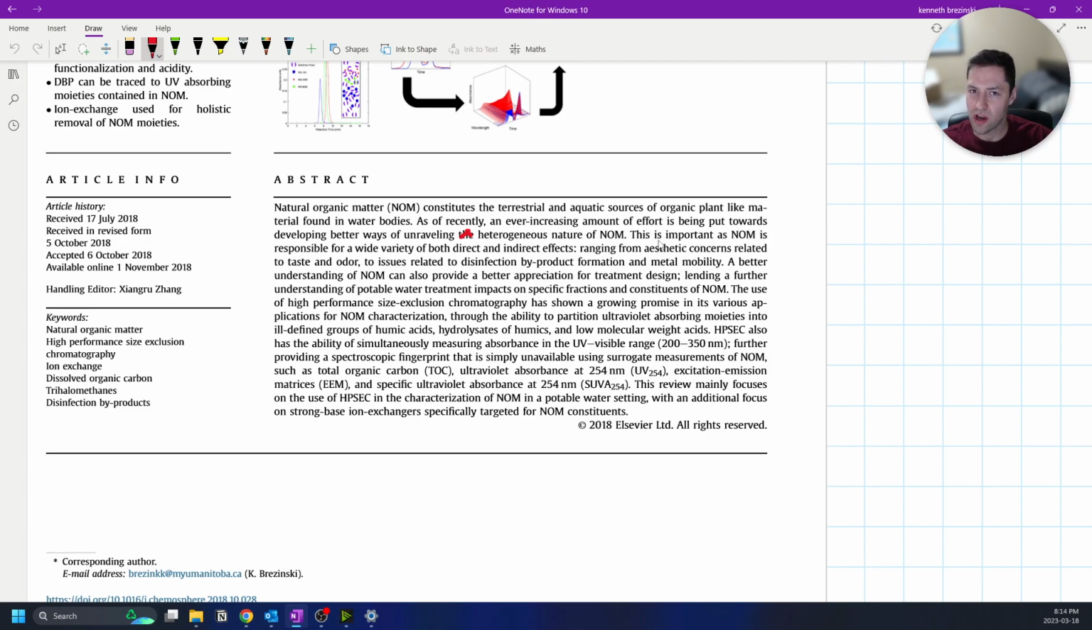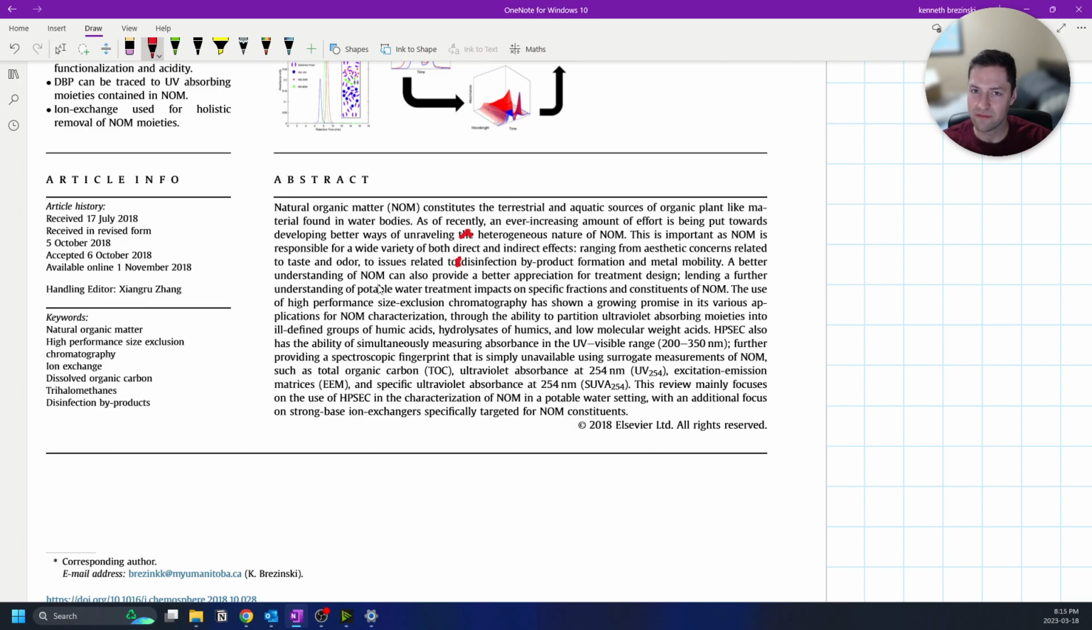And this is important as NOM is responsible for a wide variety of both direct and indirect effects on potable water, ranging from aesthetic concerns related to taste and odor, to issues related to disinfection byproduct formation, which tends to be a known carcinogen, and metal mobility. So the idea that metal can latch onto certain compounds and can pass through the water treatment system.